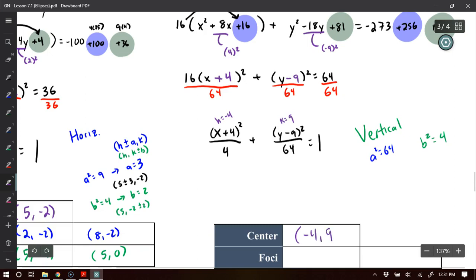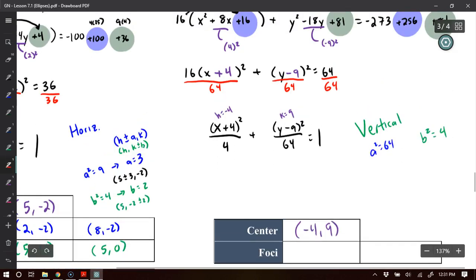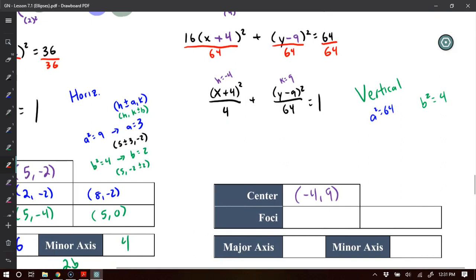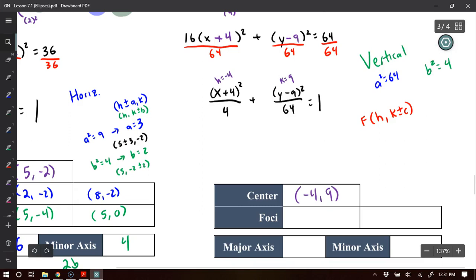Now this one's not asking for the vertices, it's asking for the foci. Your foci for a vertical ellipse, if I look at my formula sheet, are (h, k plus or minus c). That is the formula for the foci. The problem is that I have a squared and b squared, but I need c for the foci. Remember, c squared is a squared minus b squared. So c squared is 60, so c is the square root of 60.